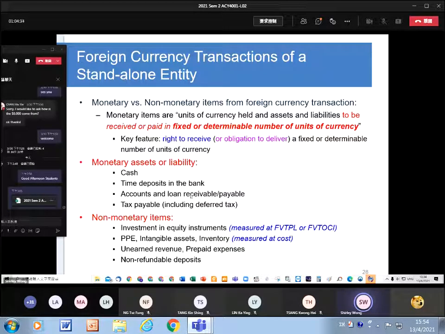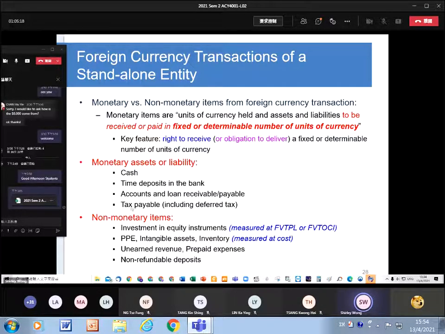So let me give you some items here. Monetary assets and monetary liabilities. Cash, or any cash you deposit into the bank, is an asset directly related to cash. So cash and time deposits in the bank are monetary assets. How about receivables? All the receivables, such as accounts receivable, you have the right to receive the money. Loan receivable, you have the right to receive the money. And the amount you are going to receive is fixed. You already know how much the amount is, right? Because when you enter into the transaction, you know the accounts receivable and the loan receivable, and you know the amount you are going to receive. Therefore, all the receivables are monetary assets.